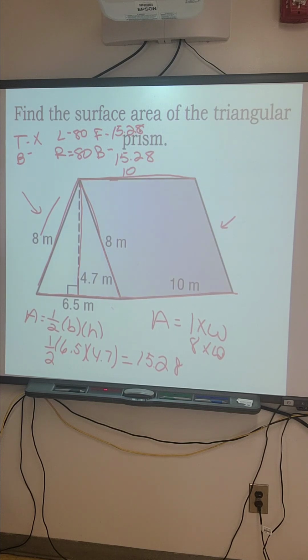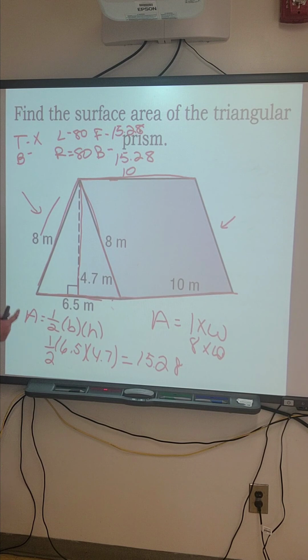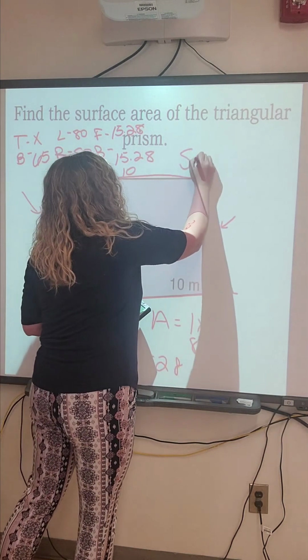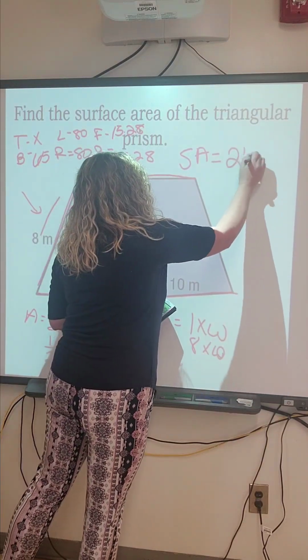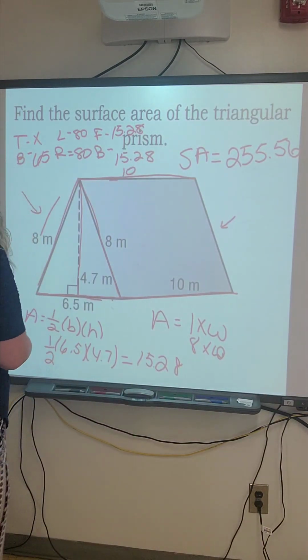All right, so now what we have left to find is the bottom. We have one side as 6.5 and one side as 10. This is a rectangle, so 6.5 times 10 will give you 65. Now we add them all together: 65 plus 80 plus another 80 plus 15.28 plus 15.28. That surface area in total is 255.56.